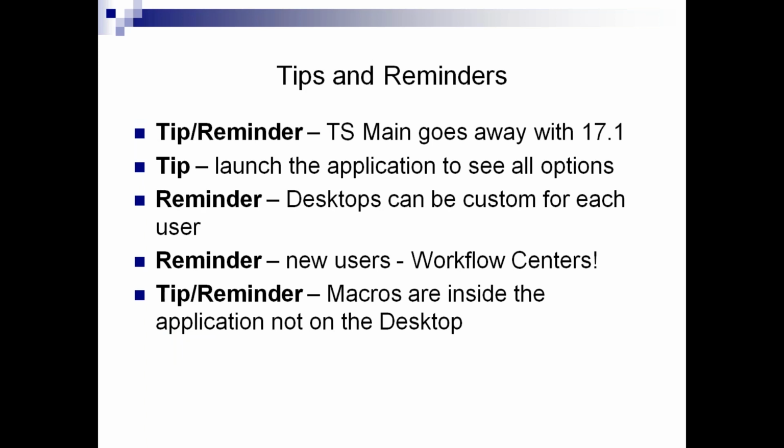All right, some tips and reminders before we close the session. First, again, TS Main goes away with 17.1, meaning you can't find it or you don't see it on the desktop, but you still have access to it with a shortcut until you get to 18.1, and then it's totally gone. As a tip, start using the Sage desktop, launch the application from there so that you see all the options just like you do if you're running TS Main.